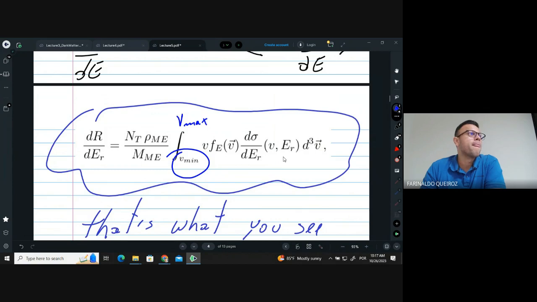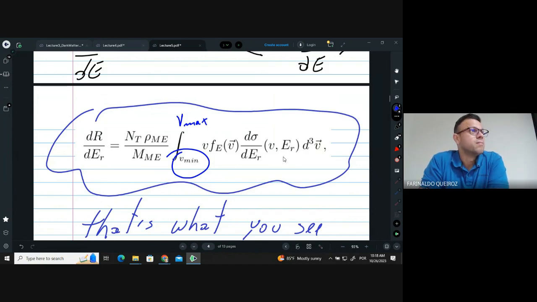I see. So you're saying that dark matter cannot surpass the escape velocity? No. Otherwise, it will not be part of the galaxy, right? Yeah, one individual particle cannot have a velocity larger than V-escape. But the relative velocity can be larger than V-escape. Right. Oh, okay. Which is this V here. Okay. Because you're integrating over the dark matter velocity.